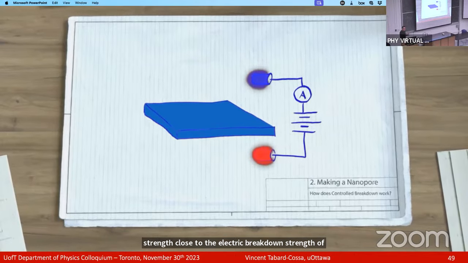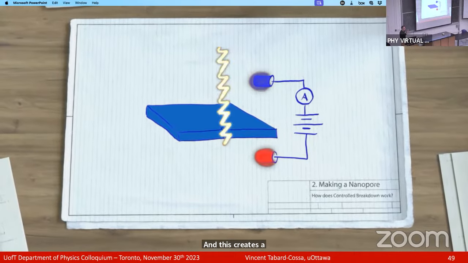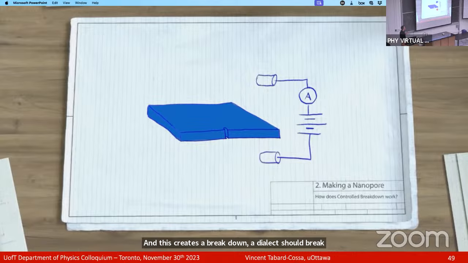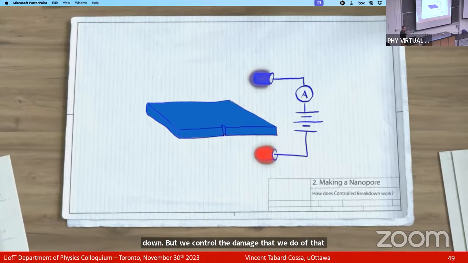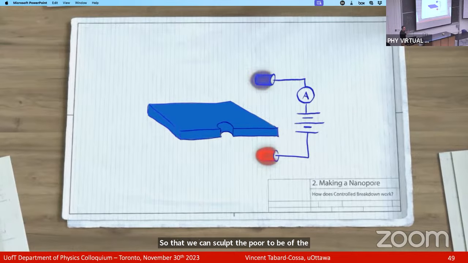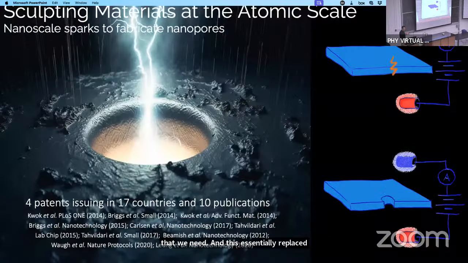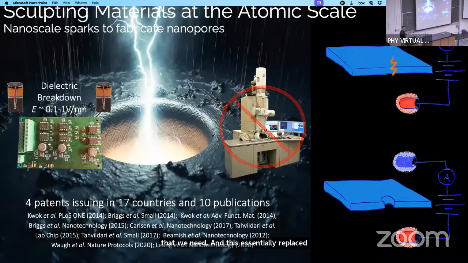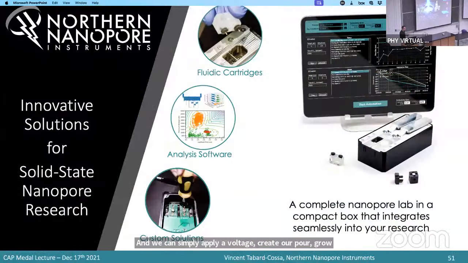And this creates a dielectric breakdown, but we control the damage that we do of that breakdown with atomic precision so that we can sculpt the pore to be of the exact size that we need. And this essentially replaced TEM drilling of pores or million-dollar equipment with a simple electrical circuit that can be battery operated. We can simply apply a voltage, create our pore, grow it to the size that we want with angstrom precision for the particular experiment that we want. And this was the basis for the technology that we developed in my lab and ultimately started to commercialize.